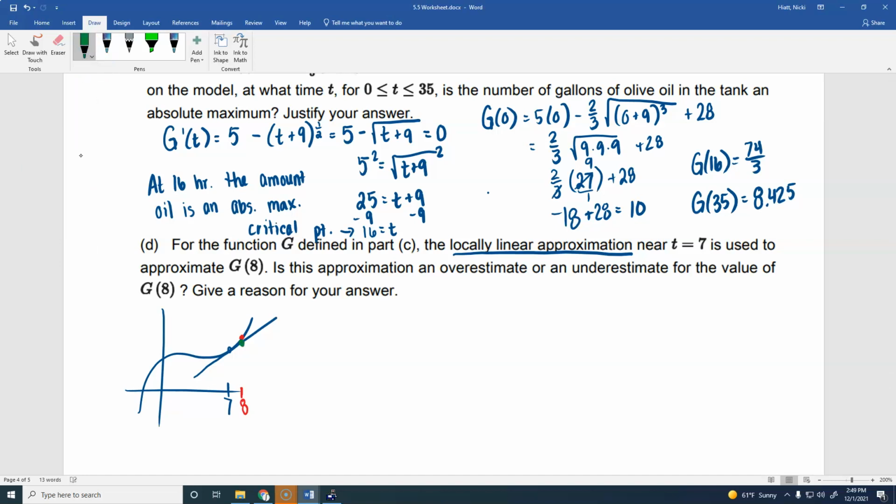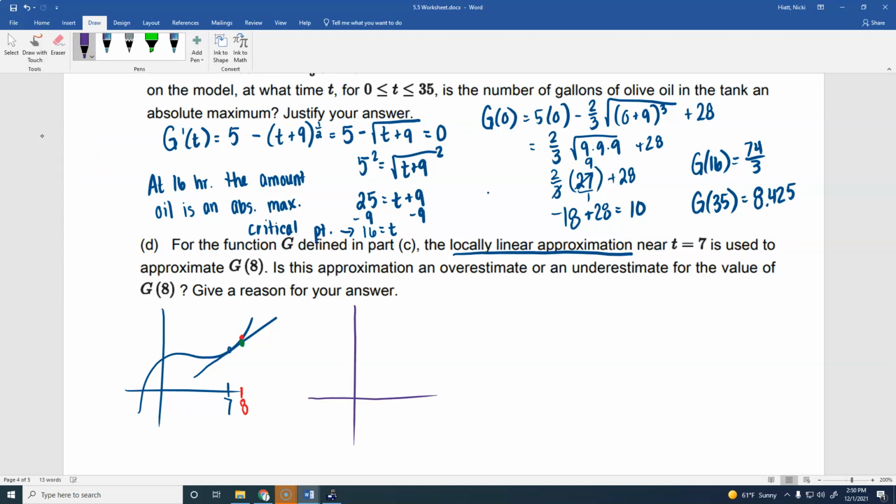And you can see as long as you're pretty close, that's going to be a pretty close number. Now if I use it to approximate something way out here, it's going to be way off. But if I use it right here, it's going to be pretty close. So the idea that we have here is we want to know if this is an overestimate or an underestimate. 7 is where your tangent line is at. 8 is where you're finding the estimate. So it could look a couple different ways.